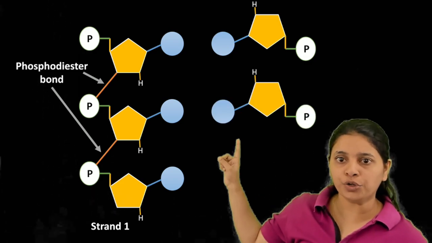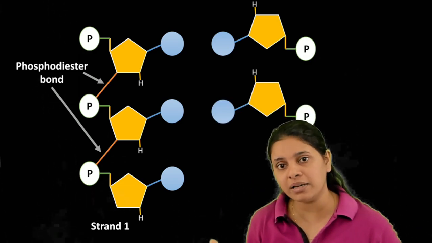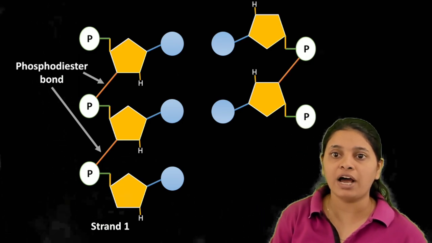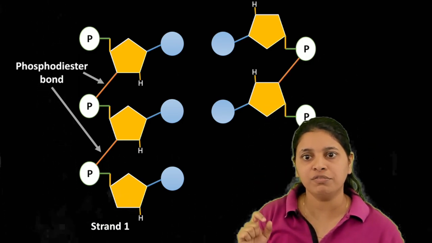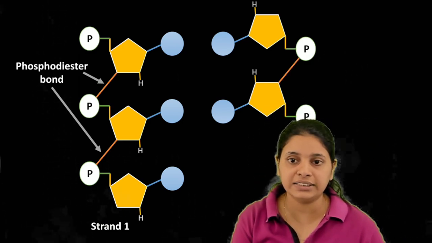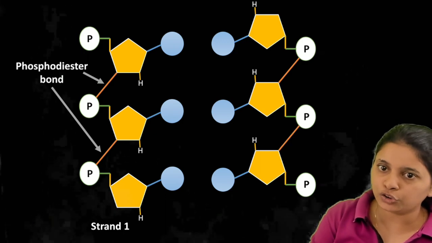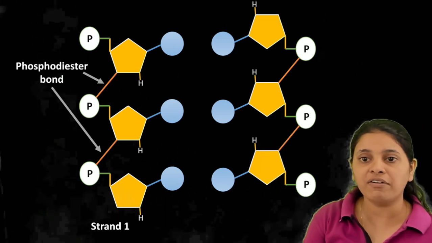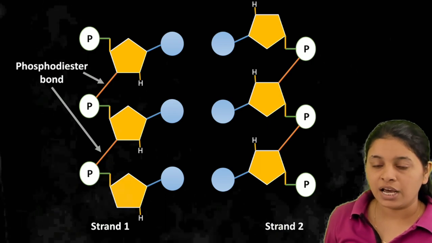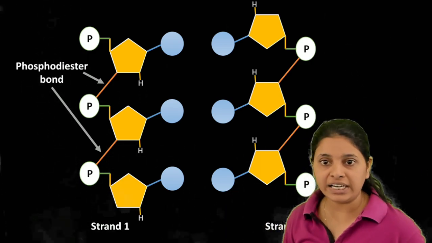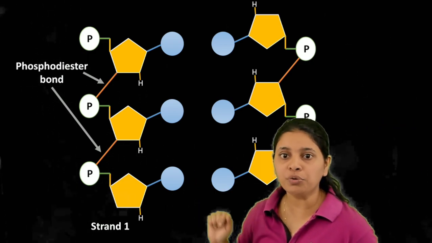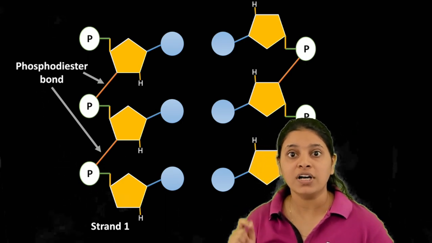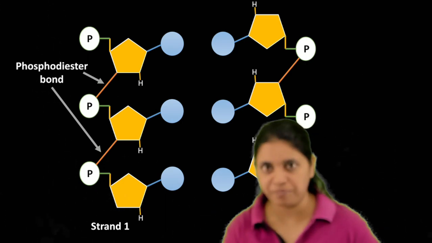So, let's take two nucleotides and join them in a similar manner. So, we will have a phosphodiester bond which will join the nucleotides. Let's take one more nucleotide and again join them with the help of a phosphodiester bond. So, here we have our second strand. Both the strands of DNA will be connected to each other with the help of specific base pairing, right?